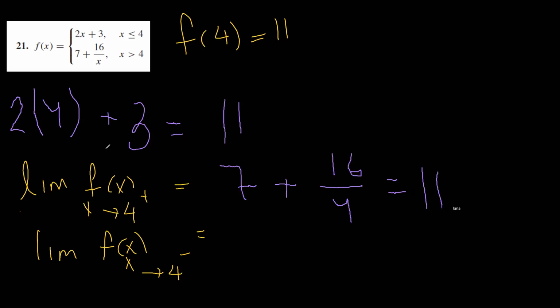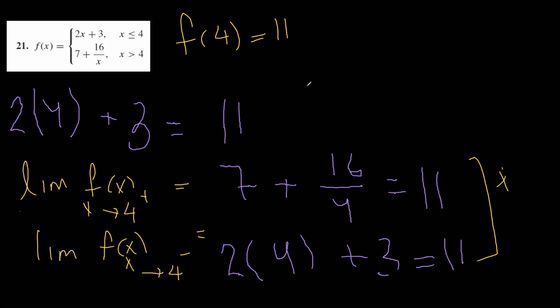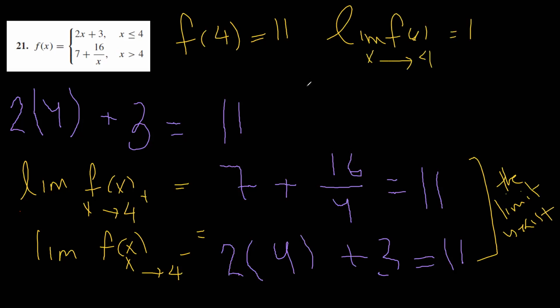Now the second one, 4 from the left. We are going to use the first one. Equal 11. Now, does the limit exist? Yes. So the limit exists. The second step: limit f of x when x approaches 4 is equal to 11.